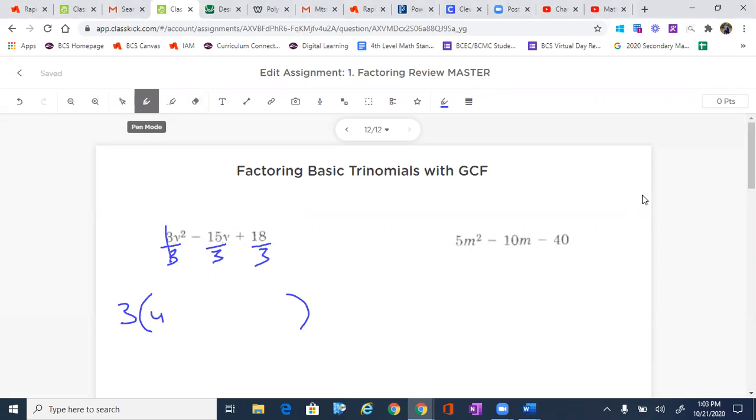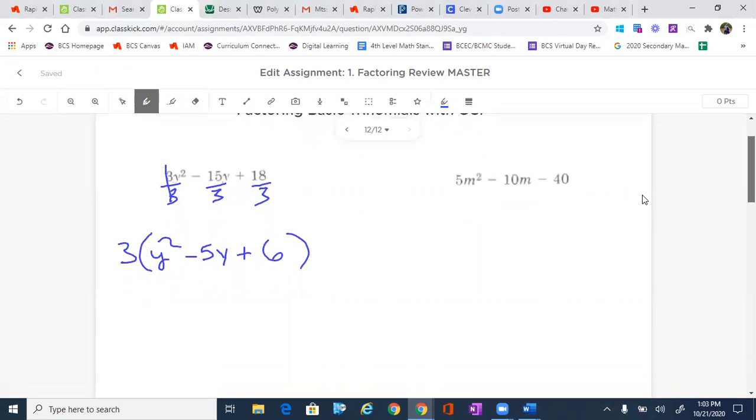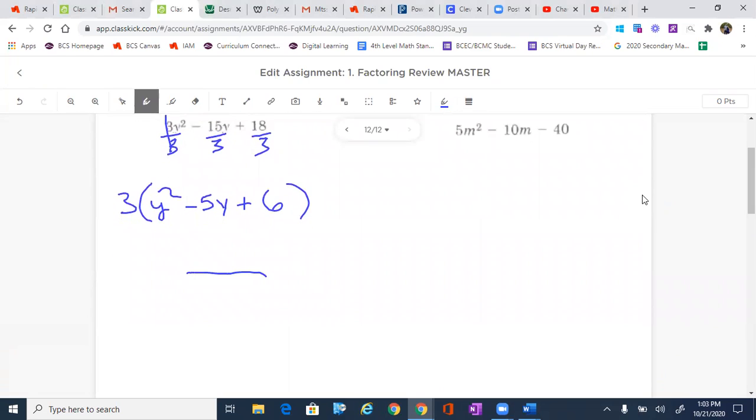3 divided by 3 is y squared. Negative 15 divided by 3 is negative 5y, and 18 divided by 3 is simply 6. From here, we can use the area model if we want to, or depending on what your teacher has taught you before, we just say, hey, two numbers that multiply to 6 and add to negative 5. And it is the same format in the area model.